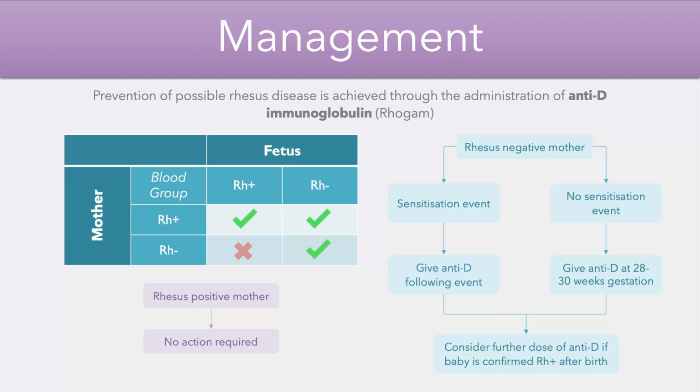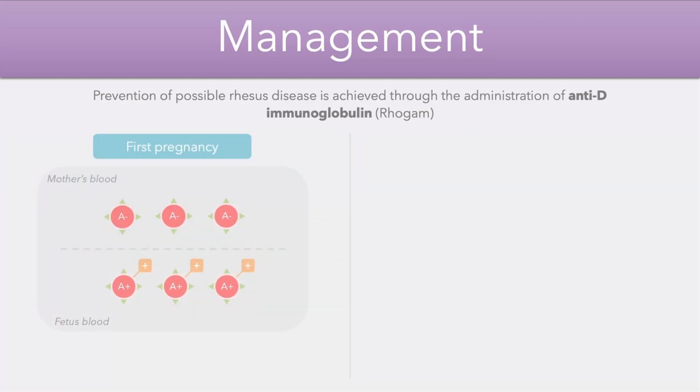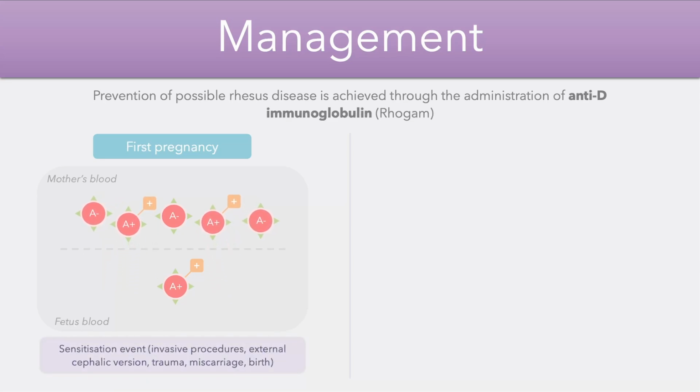To explain how anti-D immunoglobulin actually works, let's return to our original diagram here. Again, we have a rhesus negative mother and a rhesus positive fetus. Let's assume we have a sensitization event, so any of the following events listed here. There's direct transfer of red blood cells from the fetus into the mother's blood because of this sensitization event. Now, as soon as we recognize this sensitization event, we administer anti-D immunoglobulin. So this is represented as the green antibody here.